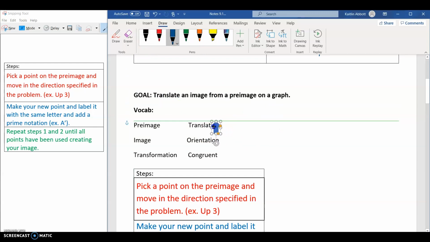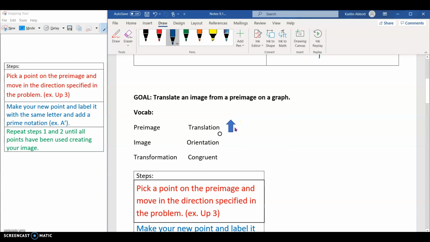Translation just means a slide. So my arrow started here, and then I move it, and now I have translated it. It's in a new spot, but it's the same picture. It did not change sides. It did not change directions. That arrow is still pointing upwards, and it just moves. I can move it wherever I want, but the size doesn't change. Orientation stays the same, and I'll show you what orientation means in a little bit. So translation is just a slide. I'm going to write that.